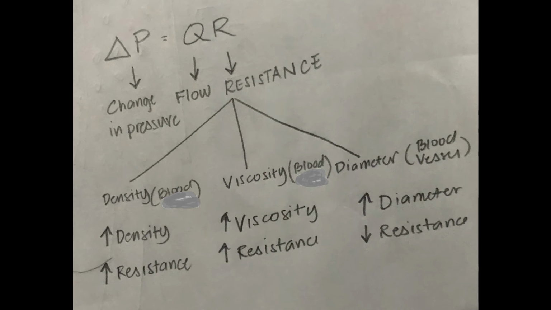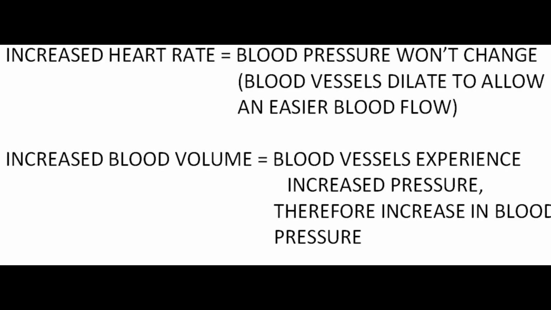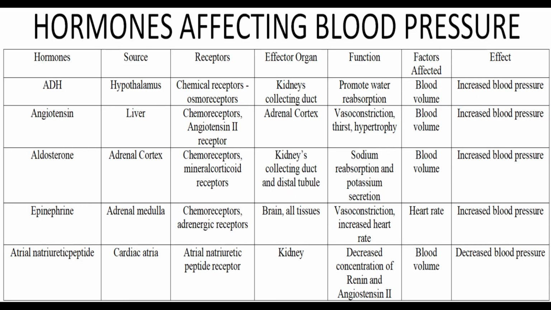When diameter increases, resistance decreases, which would indicate low blood pressure. But when diameter of the blood vessel decreases, resistance to flow would increase, therefore also increasing the blood pressure. The relationship of viscosity and density of blood with resistance is directly proportional, while the diameter and the resistance are inversely proportional. Increase in heart rate does not affect our blood pressure due to the blood vessels dilating, which allows blood to flow easily. But an increase in blood volume means an increased pressure exerted on the blood vessels, thus increasing blood pressure. There are 5 different hormones that affect blood pressure.